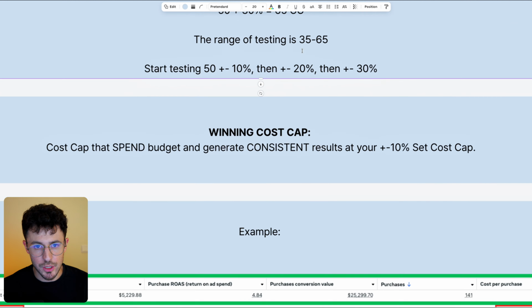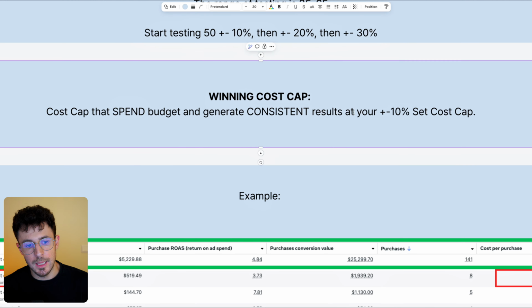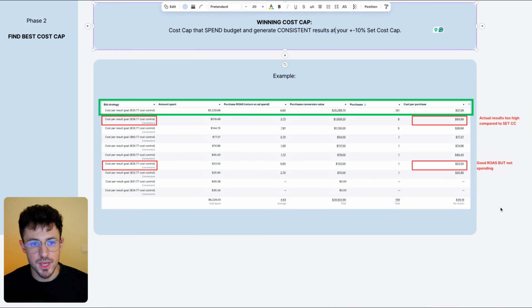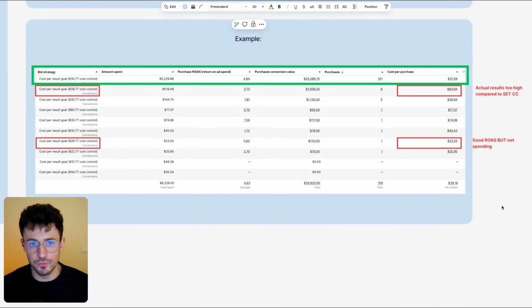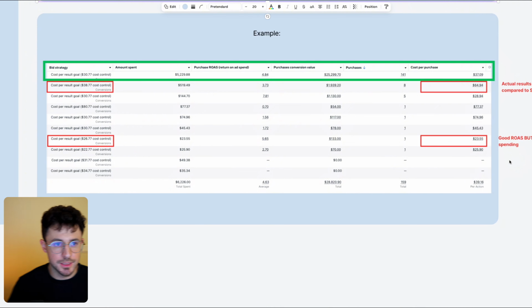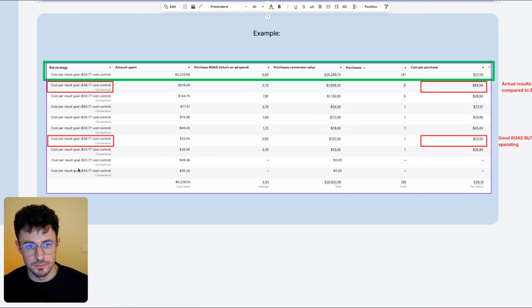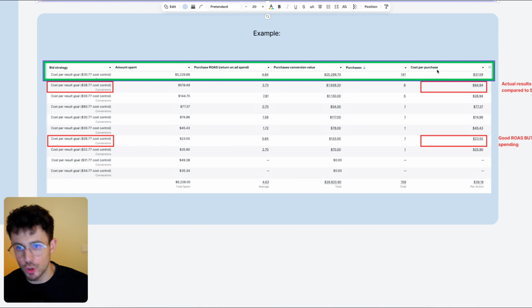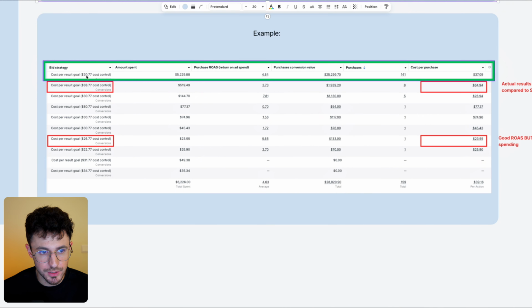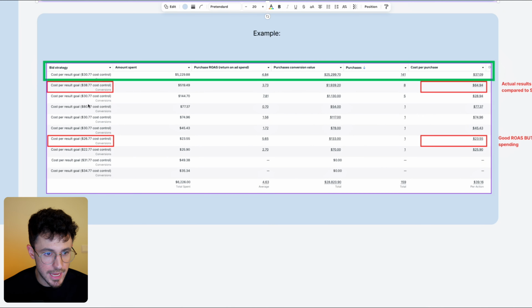Now, let's go to the winning cost cap. I'll give you an example because I think it's much better for you to actually see it and understand it. So this is a screenshot of a campaign with different cost caps that we're testing. And here are the cost caps. And here are the actual cost per purchase. And this is the spending. Now, what you need to look at here are the different cost caps that we've tested. We've tested 30.77, 38.80, 26, 22, 31, 34. And we can analyze the data here.